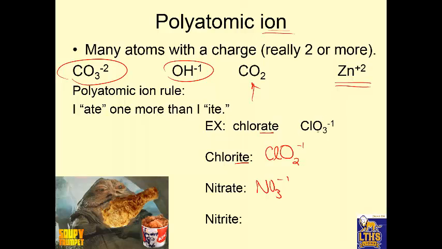So what's the difference? Okay, I wasn't talking about electronegativity there. All right, the difference is that if you look at the ITE ion, chlorite, and you look at the ATE ion, the ATE has one more than the ITE. One more what? One more oxygen. So I ate another oxygen, and that's why chlorate is ClO3 negative, chlorite is ClO2 negative.